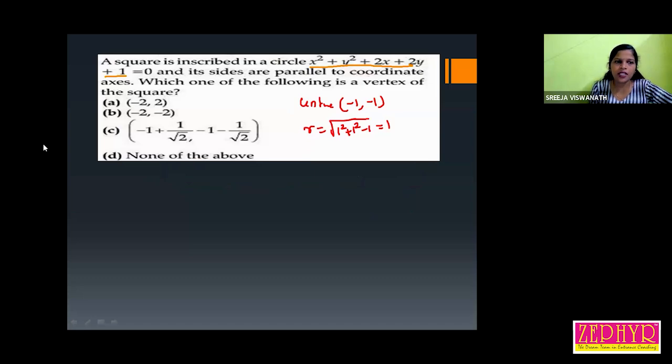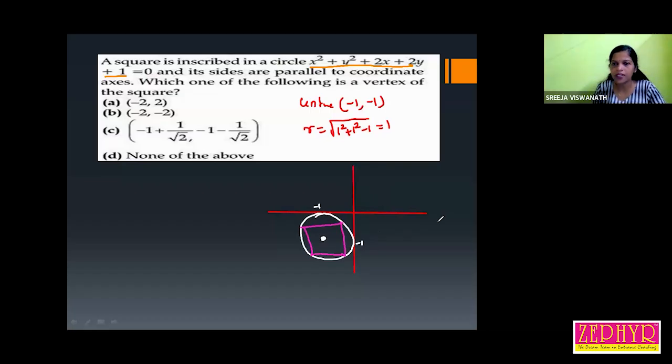Now we can draw the circle with center minus 1 minus 1. Here it is minus 1 minus 1. Radius 1. So a circle like this. Center minus 1 minus 1. And we have to find a square inscribed in the circle. And we need to find one of its vertices.